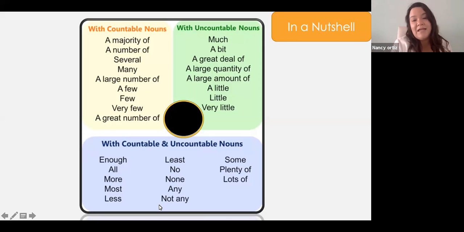The same happens with little and a little, but that is for my example with milk or water, that is for uncountable nouns, okay? So we have the uncountable nouns in green. We have expressions like much, a bit, a great deal of, a large quantity of, a large amount of, a little, little, and very little. Again, let me give you the example. I like to add a little milk to my coffee, okay?